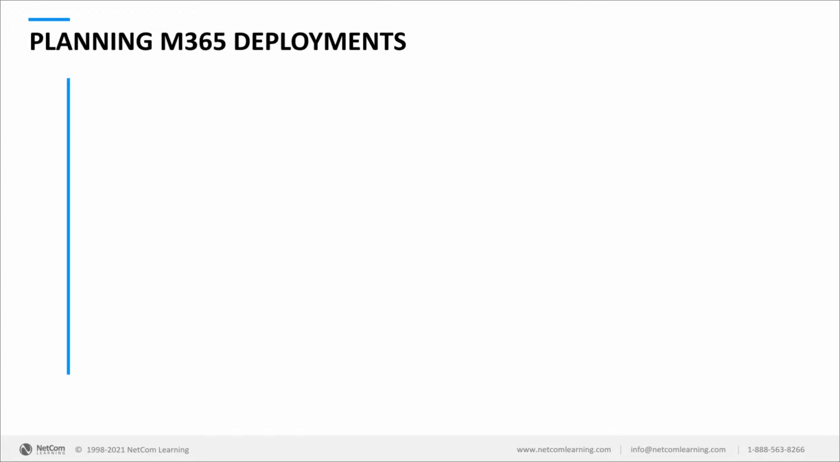So the first thing we need to do is, obviously, plan the deployments. When we're talking about Microsoft 365 deployments, we've got all sorts of different things to keep in mind. We've got Active Directory. In Azure AD, we're going to manage all of our user IDs, user accounts, group memberships, all of that sort of thing that you would do with your on-premise Active Directory infrastructure, but now we're moving it up into the cloud.